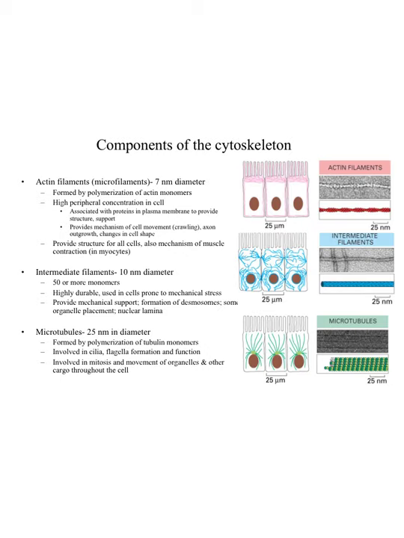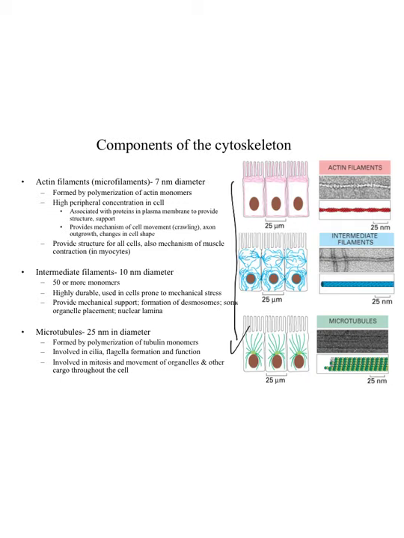Okay, first, my introduction to the cytoskeleton. We're going to focus on them sort of systematically here, beginning with the smallest of the cytoskeletal components, the actin filaments, and then kind of working our way down to the largest, the microtubules. Beginning with actin, about 7 nanometers in diameter.